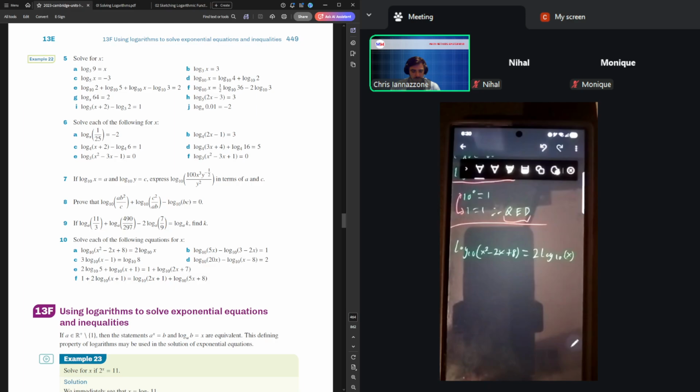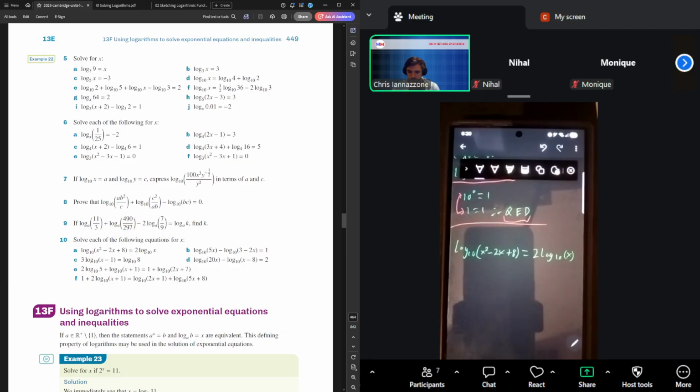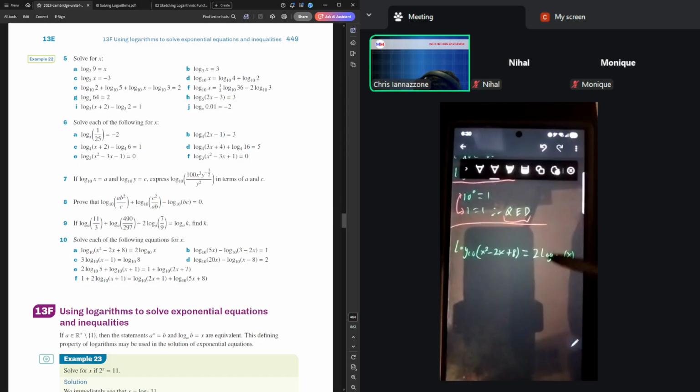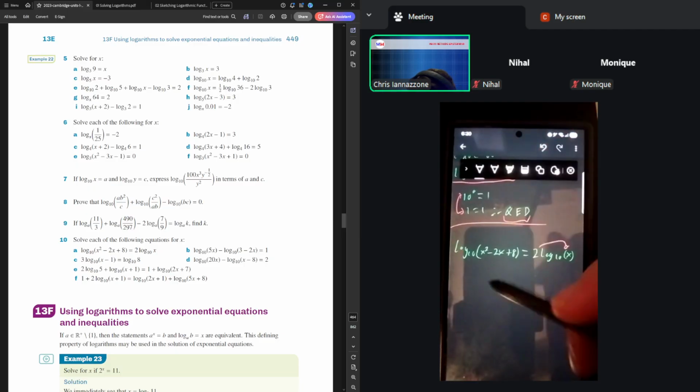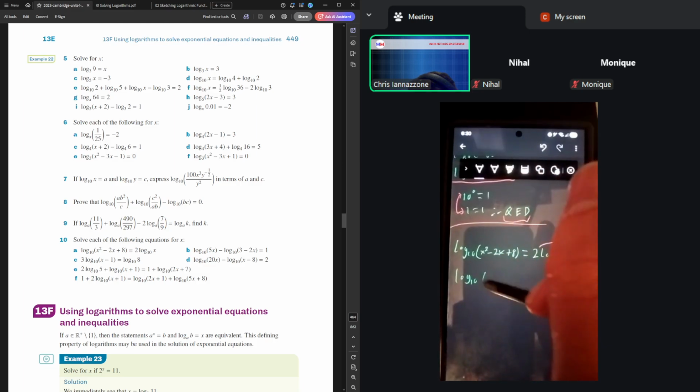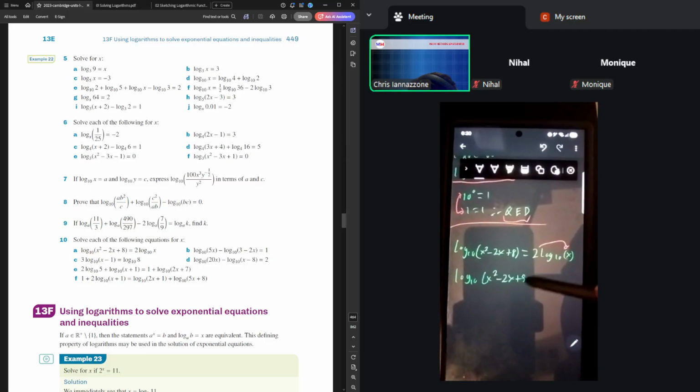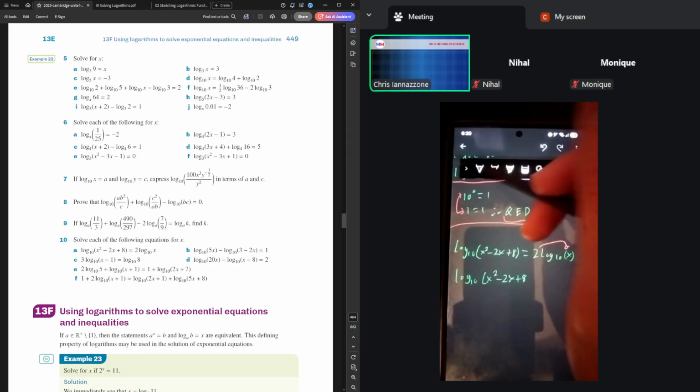Okay, let's have a think. It's pretty much always going to start with log laws. The other half becomes x squared. Yes, it does. Right, you got 2 log 10 of x using the power law. You can bring that up to the x. Log 10 of bracket x squared take 2x plus 8 is equal to log 10 of x squared.